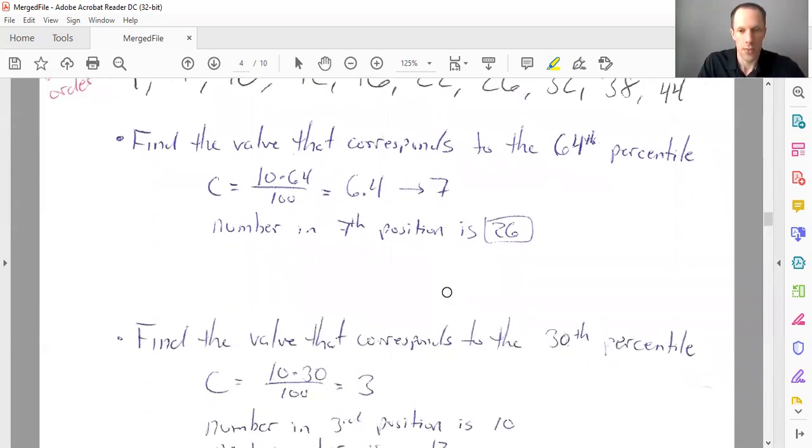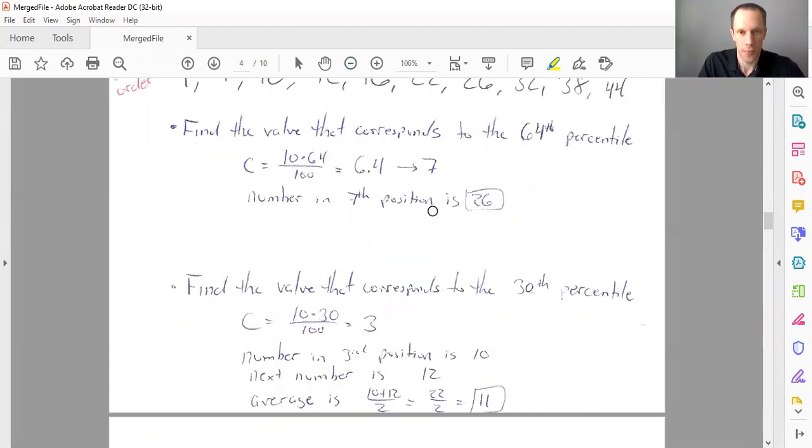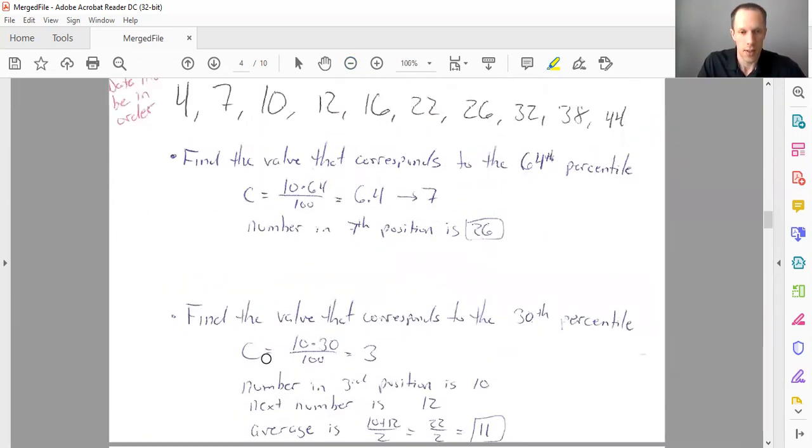Find the value that corresponds to the 30th percentile. Okay, so 10 numbers in the list times 30 for the percentile divided by 100, that gives you 3. That's a whole number. So what you need to do is go to the number that's in the 3rd position, which is 10, take the number after it, and average those two.